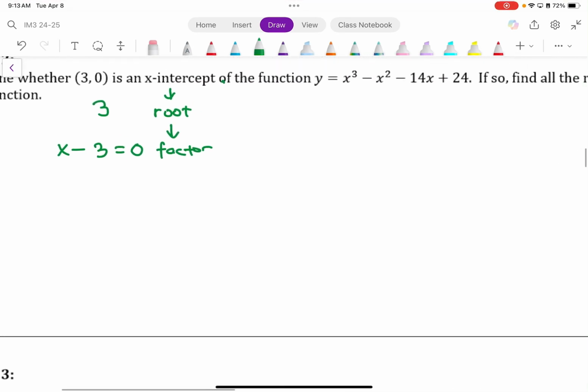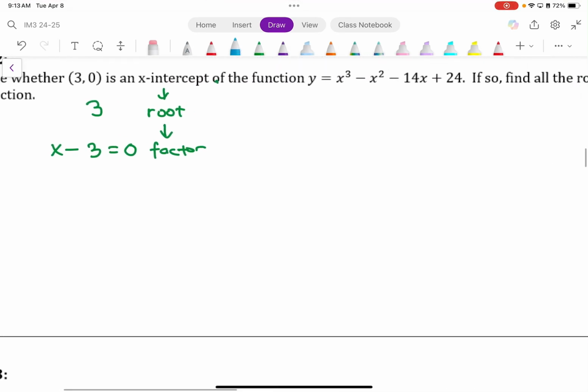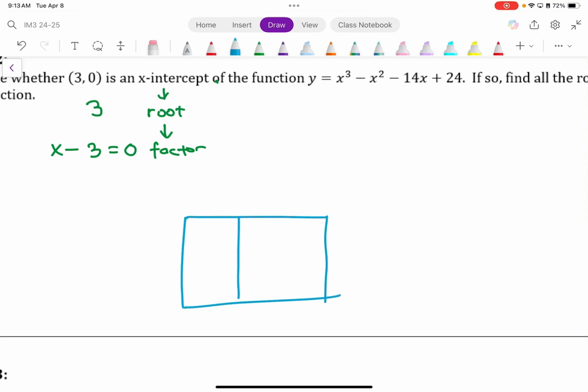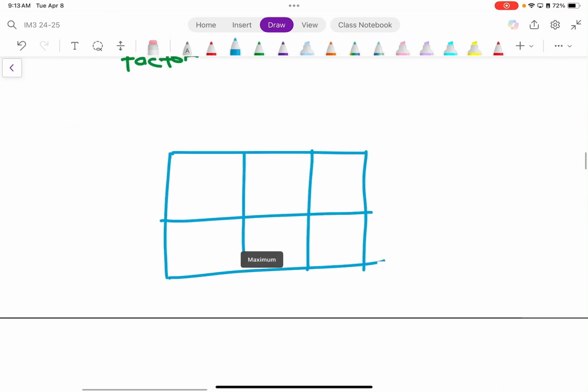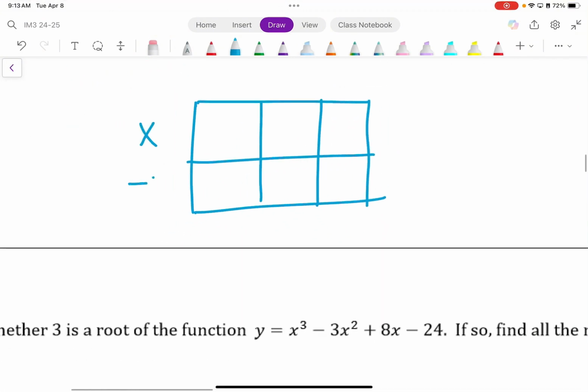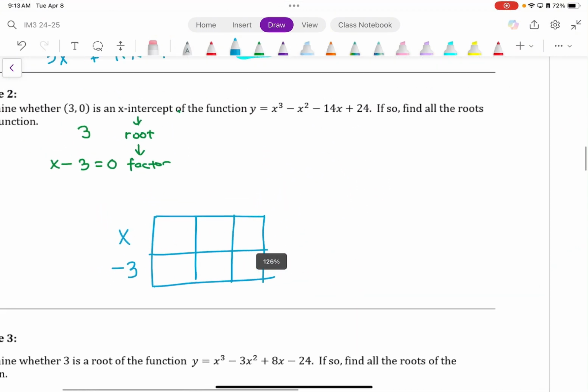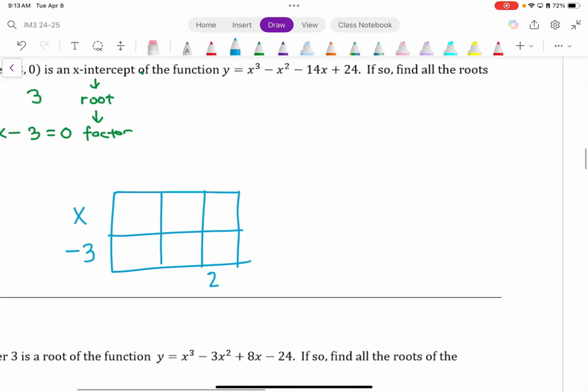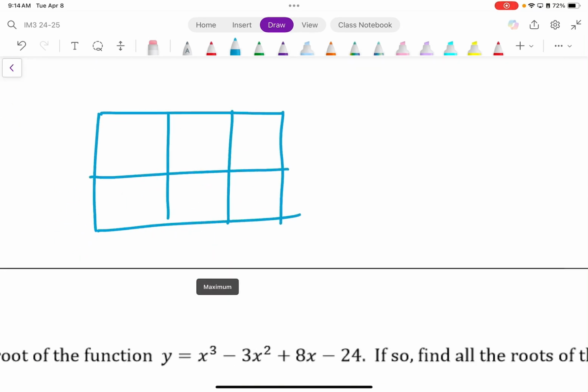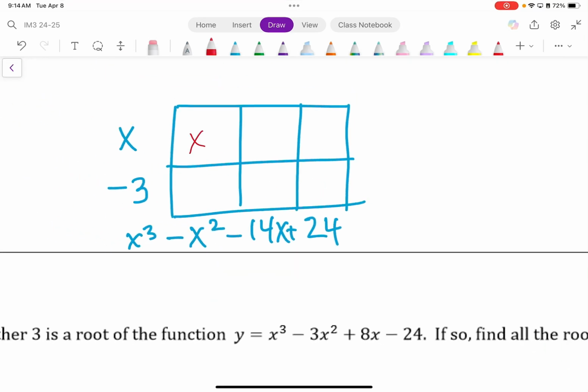Okay. All right, let's go ahead and set up our box. 3 columns, 2 rows. All right, I'm going to go through this one a little bit faster since you guys are starting to understand this.